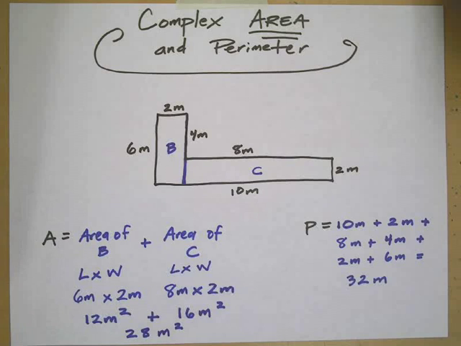For any complex area problems, all you need to do is divide up your shape into simple rectangles or squares, and then use your basic length times width formula.